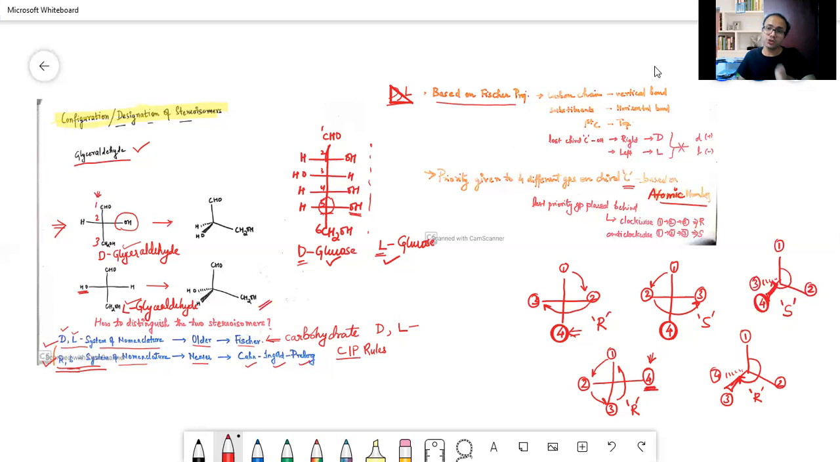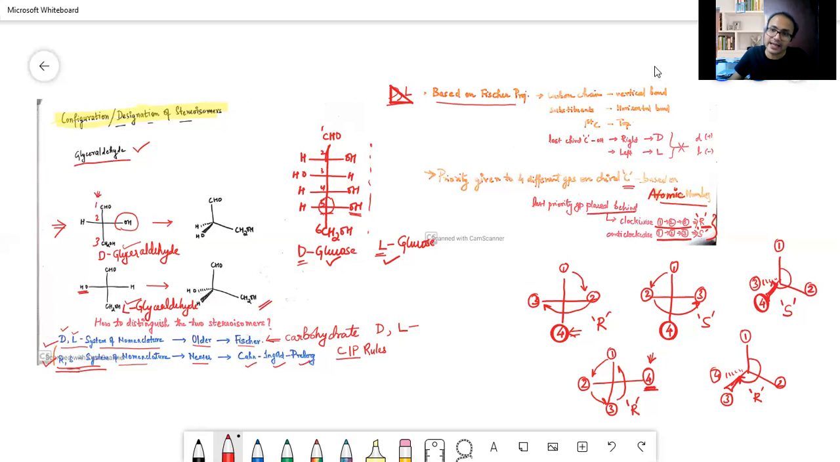If it is towards you, that means above the writing plane, and whatever configuration you are getting, it's the opposite. So when you move from 1 to 2 to 3, if it's clockwise, then you say it to be the R isomer. And if it is anti-clockwise, you say it to be the S isomer. This is the case when your fourth priority group is behind the writing plane.